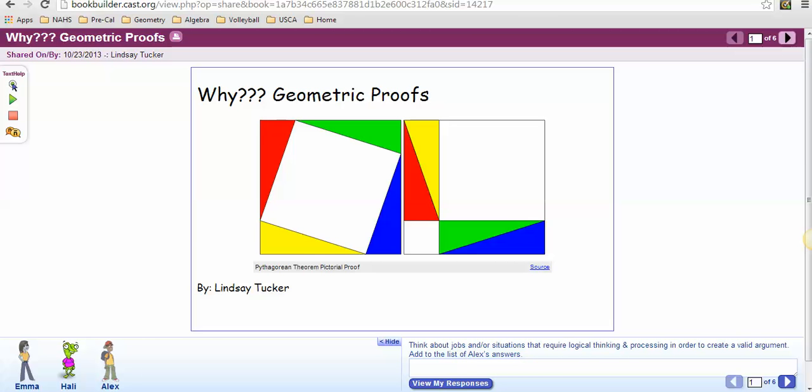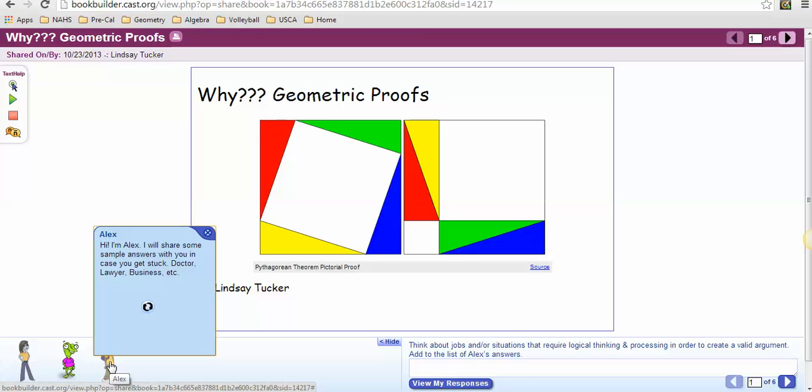The whole goal would be for them, as a group, to write a response on each of the slides. So, for example, for this first one, I'd want them to think about a job or a situation that would require logical thinking and processing, where they might have to create a valid argument. And it says to add to the list of Alex's answers. So they would have seen something like a doctor or a lawyer in business.